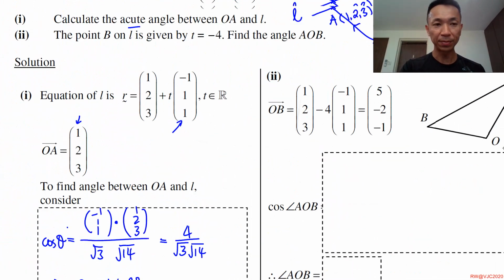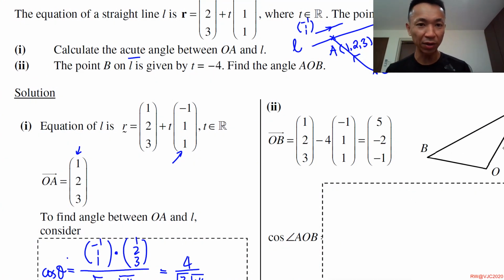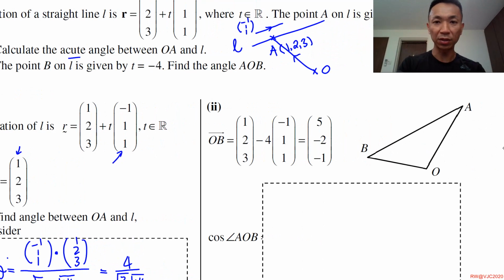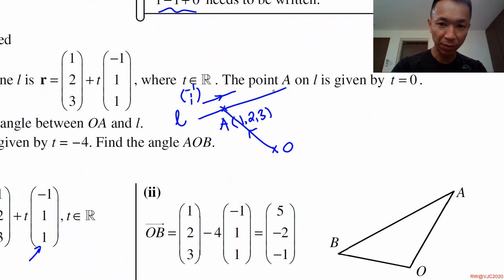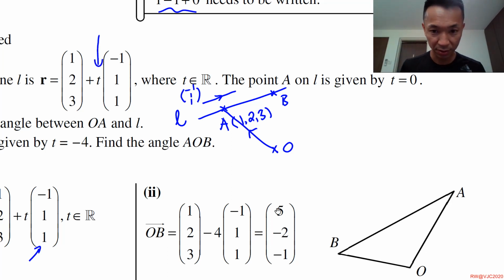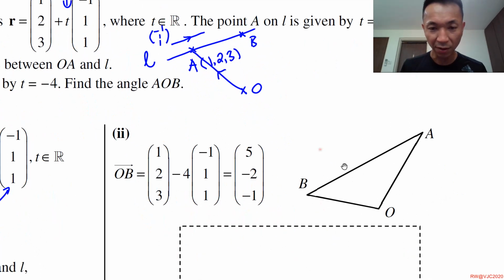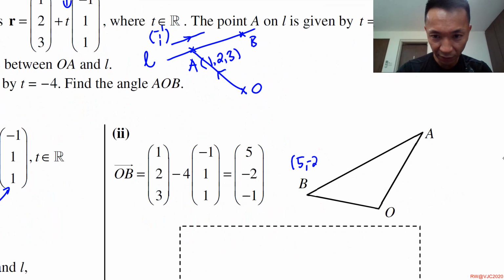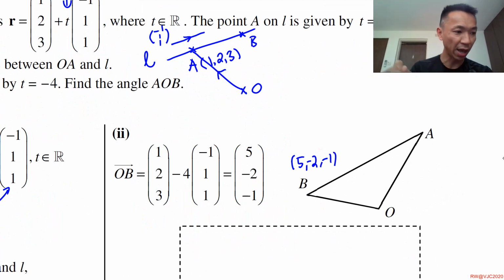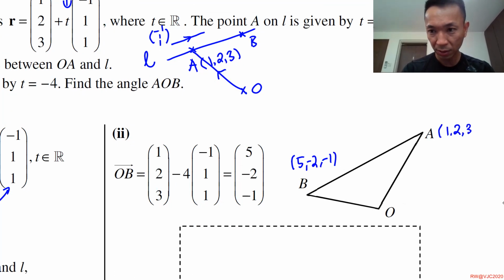Next part. There's a point B on L given when t is -4. So let's refer to this diagram again. This is point B. I don't know where B is, B is somewhere here, such that t is -4. You sub -4 in here, you calculate, and you get 5, -2, -1. So OB is 5, -2, -1 and OA is 1, 2, 3.